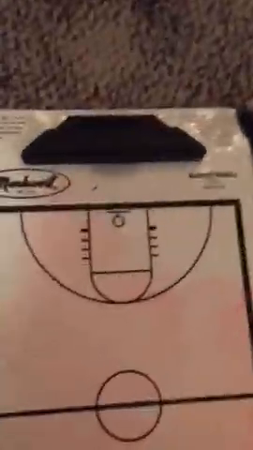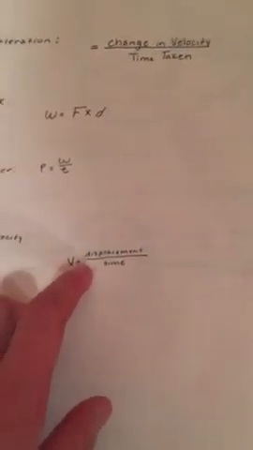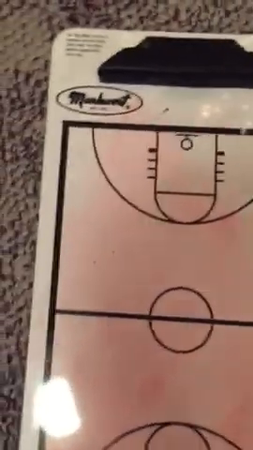The next part is velocity. Velocity is the time rate of change of position of a body in a specified direction. The formula for velocity is v equals displacement over time. The units are meters per second.